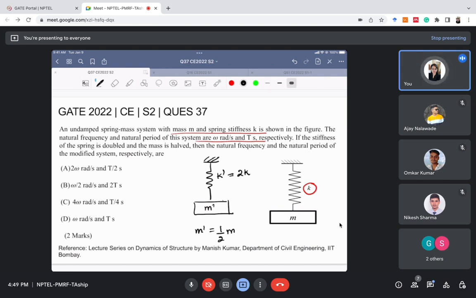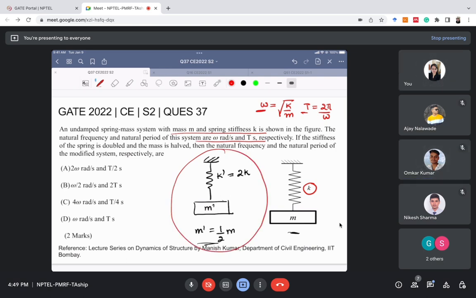We are asked, if the stiffness of the spring is doubled and the mass is halved, what are the natural frequency and natural time period of the modified system? This is the modified system and this is the given system. I want you to try. I've already told you the formulas: omega equals root of k by m, and T equals 2 pi by omega. You just need to find the natural frequency and time period for the modified system. Please try it. I'll give you a minute.